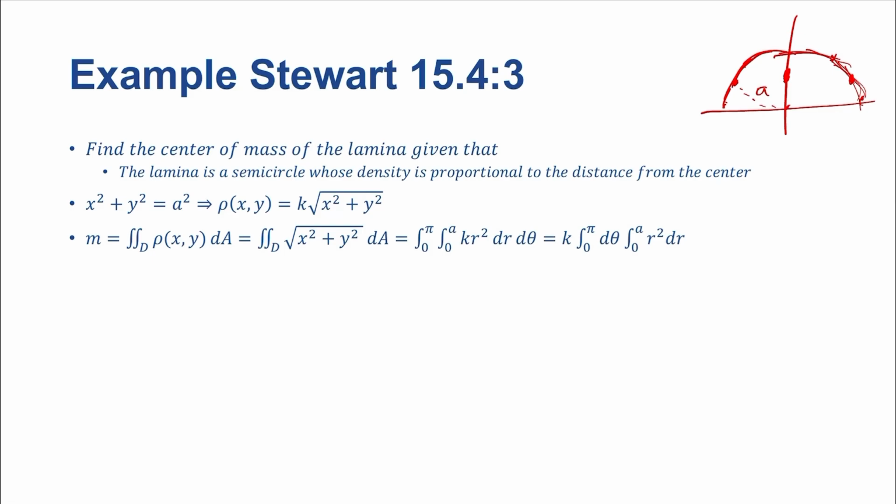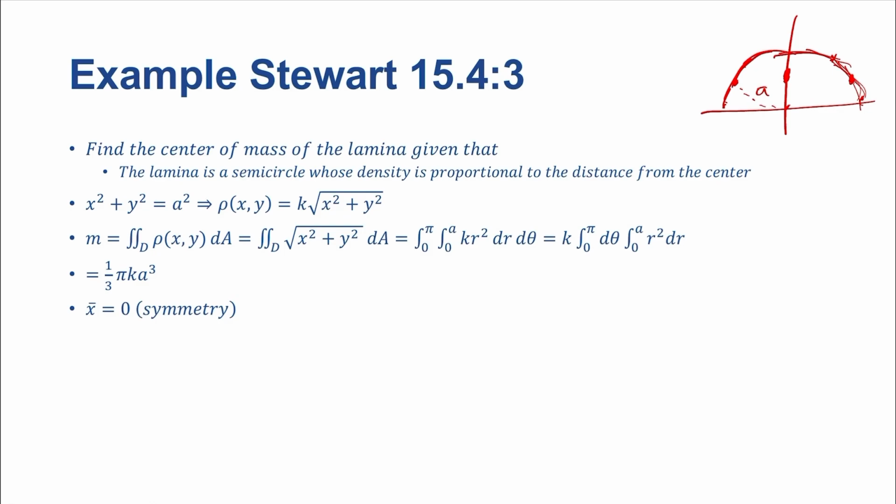Now, because we have products of functions that are of their own variables, we can write this using that integral property, such that we get k times the integral from 0 to pi of d theta times the integral from 0 to a of r squared dr, which is equal to 1/3 pi k a cubed. It's an easy integral to do.